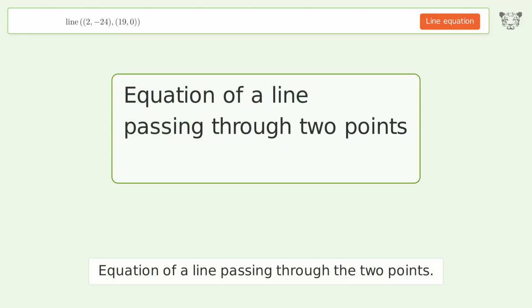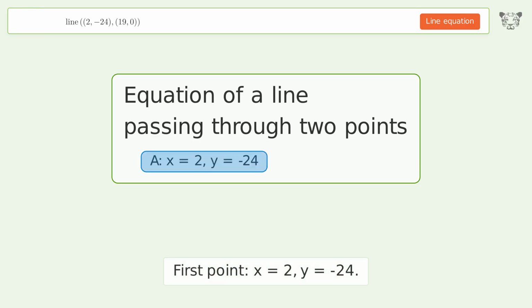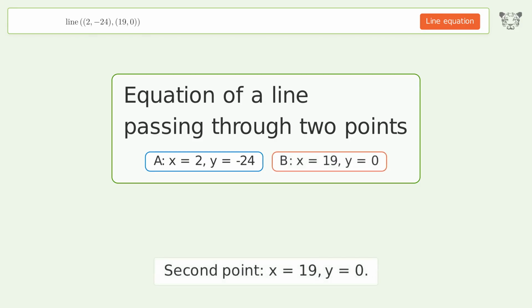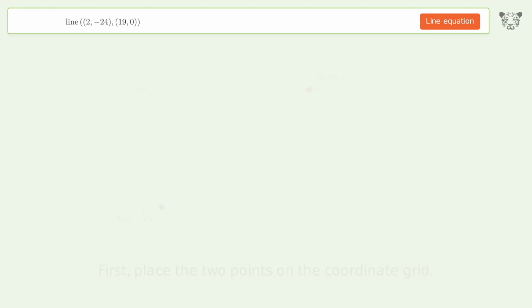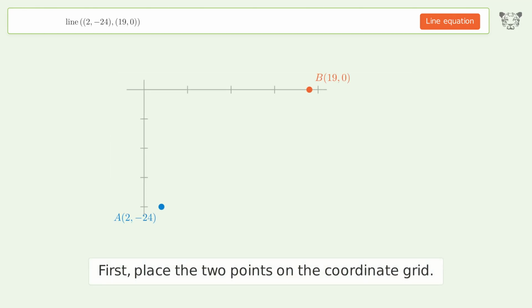Equation of a line passing through 2 points. The first point has x equals 2, and y equals negative 24. The second point has x equals 19, and y equals 0. First, place the 2 points on the coordinate grid.